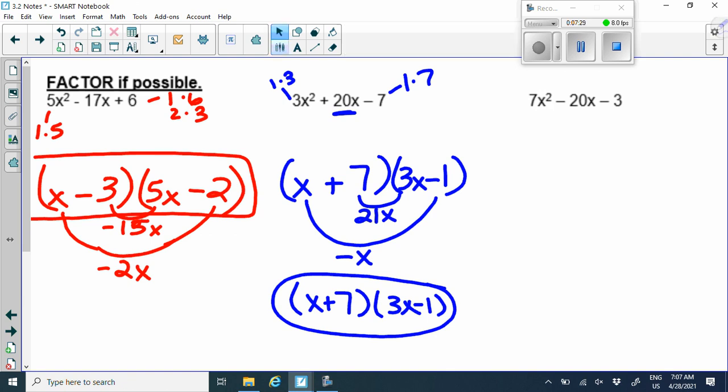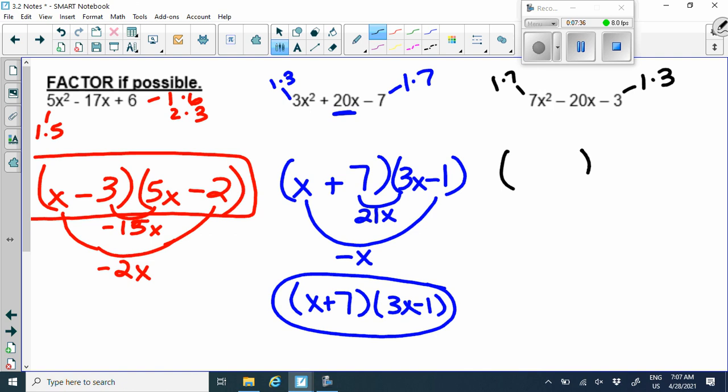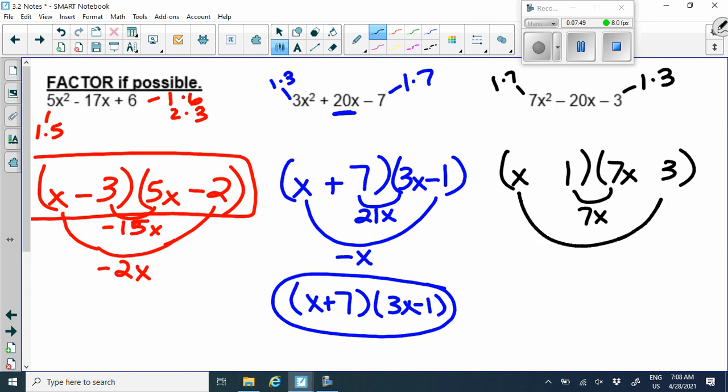Okay, let's see what you got here. So 3 is 1 and 3. My 7 is 1 and 7. So I do my 2 sets of parentheses. I definitely have to have x and 7x. Okay, we're trying to add up to a negative 20x. So let me try 1 and 3. And I multiply the inner, I get 7x. I multiply the outer, I get 3x. Well, 7x and 3x, if I add them, we'll never get to negative 20x.